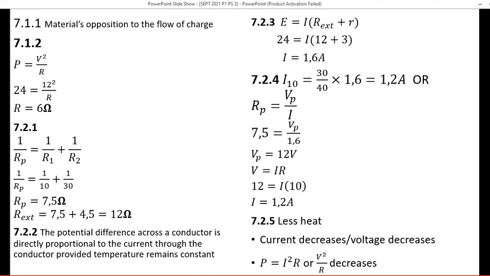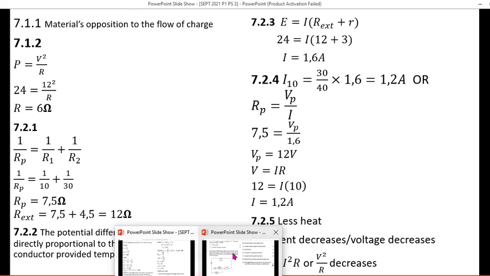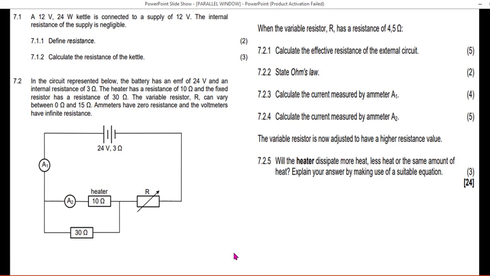Then let's look at the next question. The variable resistor is now adjusted to have a higher resistance. Remember, it is set to 4.5. So it means this time it is greater than 4.5. And then, will the heater dissipate more heat or less heat or the same amount of heat? Explain your answer by making use of your suitable equation.